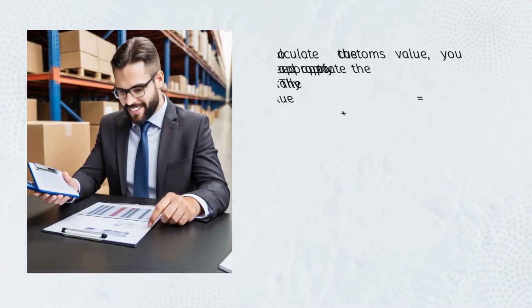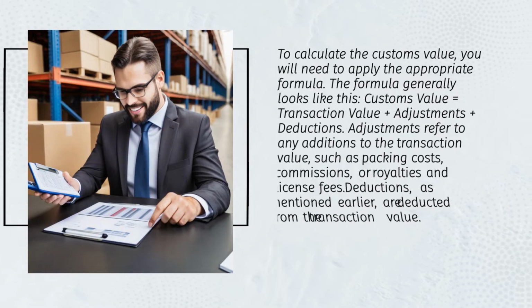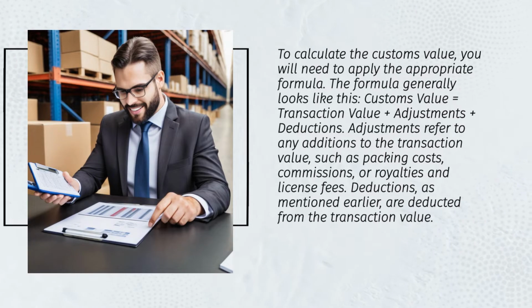To calculate the customs value, you will need to apply the appropriate formula. The formula generally looks like this: customs value equals transaction value plus adjustments plus deductions. Adjustments refer to any additions to the transaction value, such as packing costs, commissions, or royalties and license fees. Deductions, as mentioned earlier, are deducted from the transaction value.